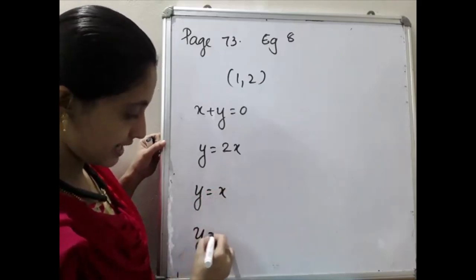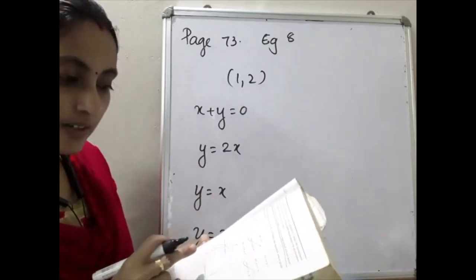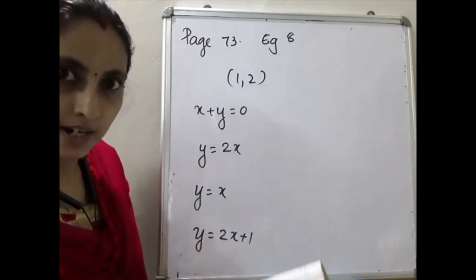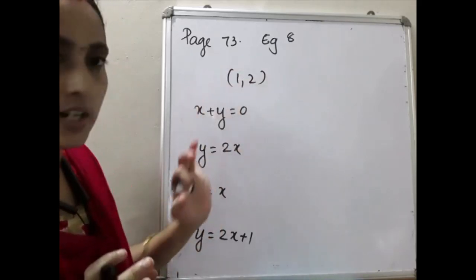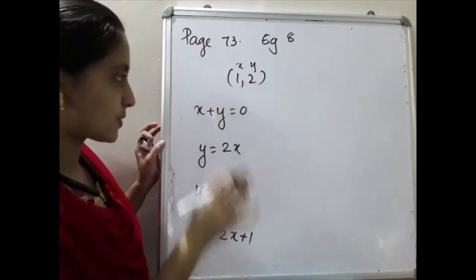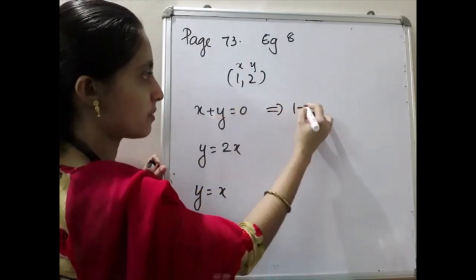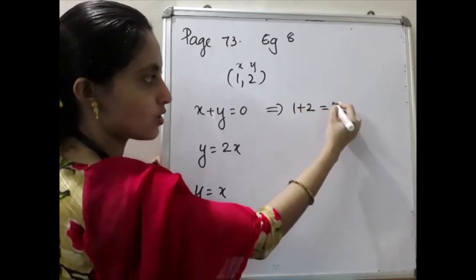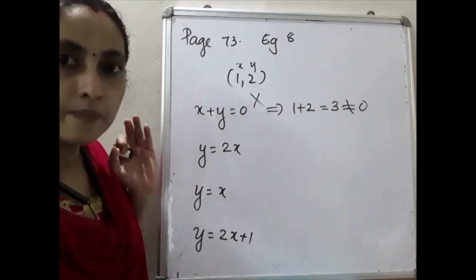Fourth equation, y is equal to 2x plus 1. There are 3 points given in the question: (1, 2), (0, 0), (-1, -2). You can take any one point. I just choose (1, 2), which means x is equal to 1 and y is equal to 2. Substitute here: x is 1, y is 2, so 1 plus 2. Is it equal to 0? No, it equals 3, so not equal to 0. So this will not be our equation.